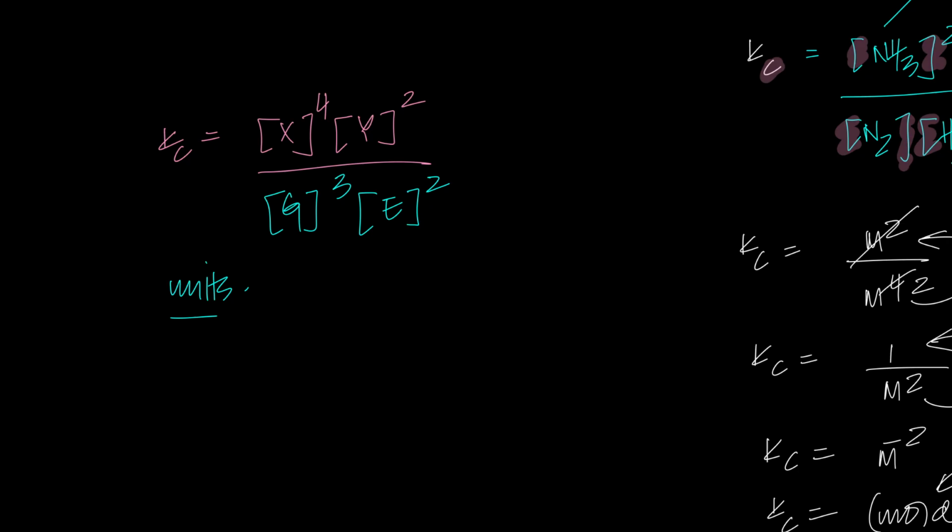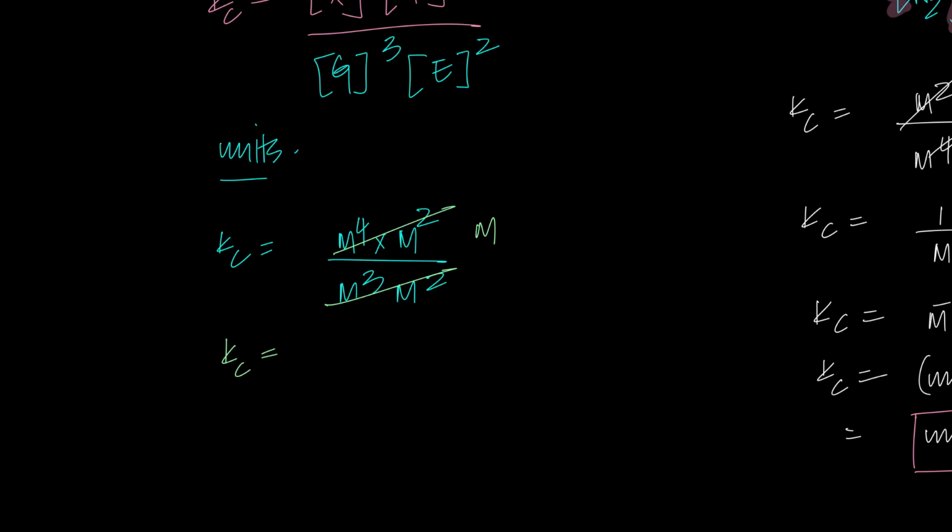These are free marks, and if I were the examiner, I'd never test this because these are just free marks. Easy. What's the units? Kc equals, I'll just call this concentration M, right? So I'm calculating units now. M to the power of 4 multiplied by M to the power of 2, divided by M to the power of 3 multiplied by M to the power of 2. Done. So you have 5 Ms here and 6 Ms here. So 1 M is going to be left behind, and that 1 M is what? M represents mole per dm cube. That's it. That's literally how you calculate units.